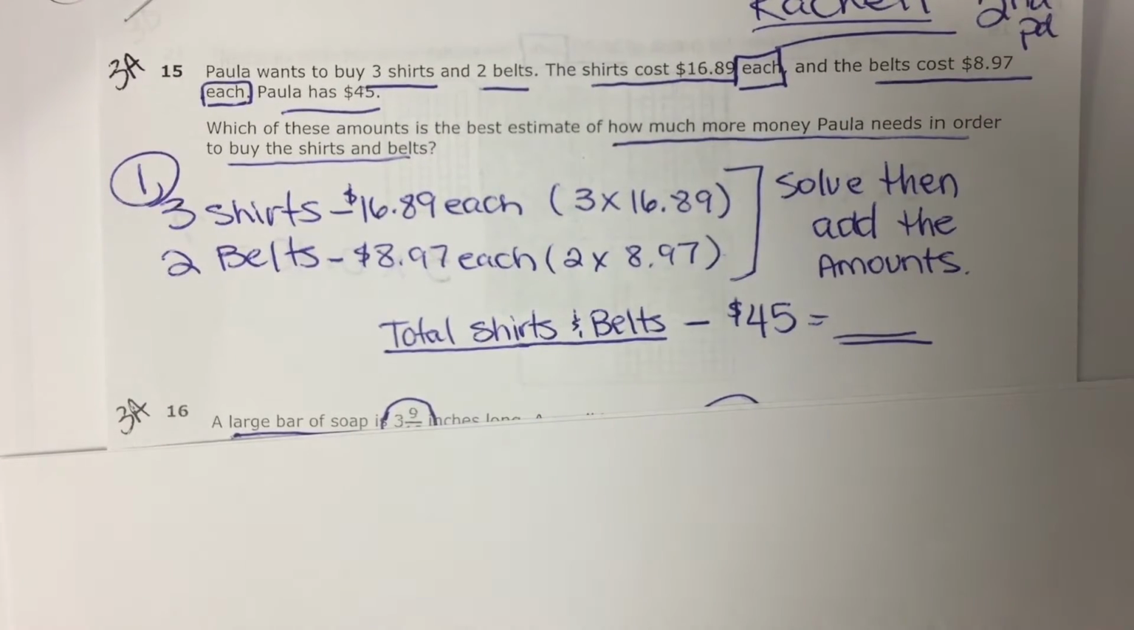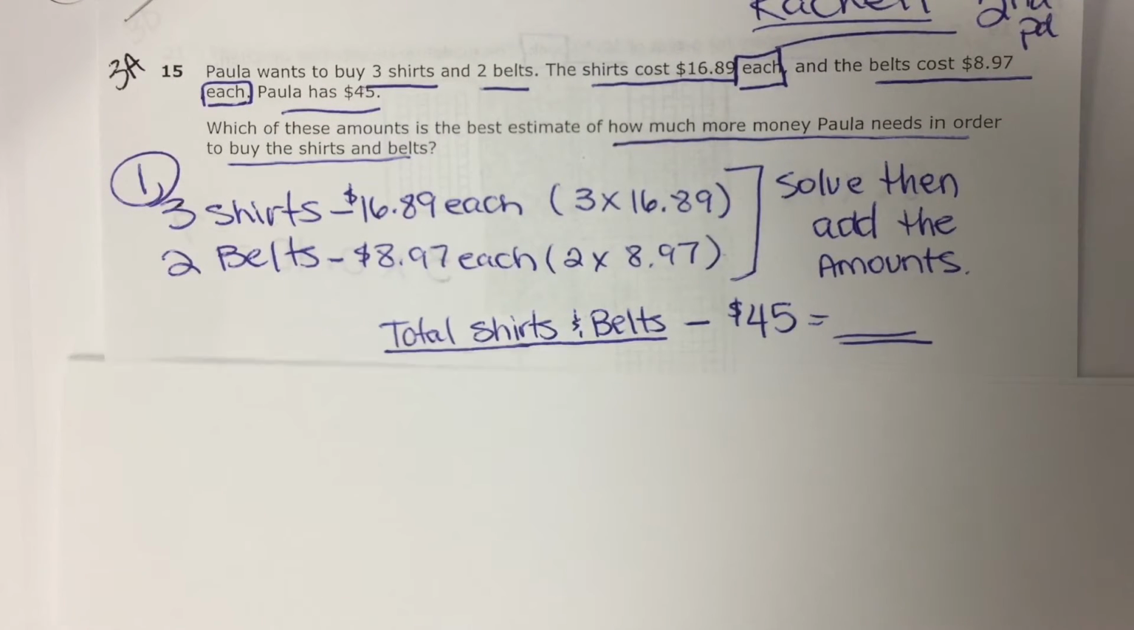Okay, so today we're going to solve these problems. Today you're just going to give me the answers, okay? So you worked out number 15. Paula wants to buy 3 shirts and 2 belts. The shirts cost $16.89 each, and the belts cost $8.97 each. Paula has $45. Which of these amounts is the best estimate of how much more money Paula needs in order to buy these shirts and belts?